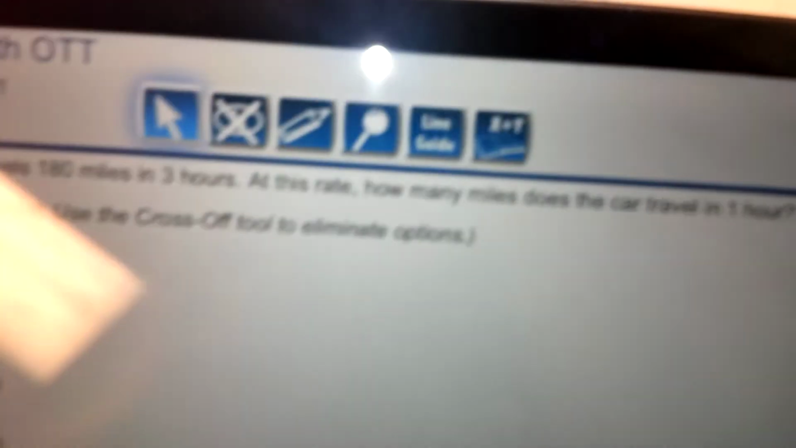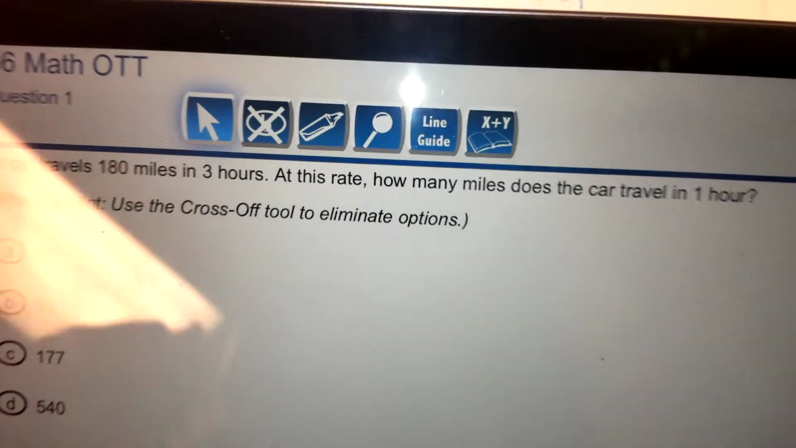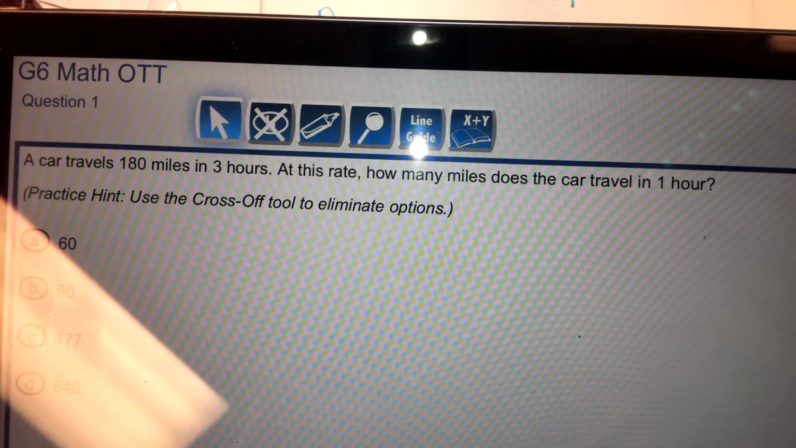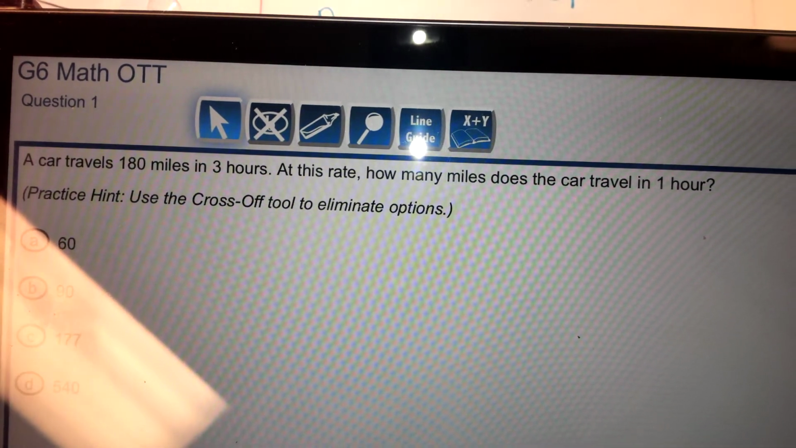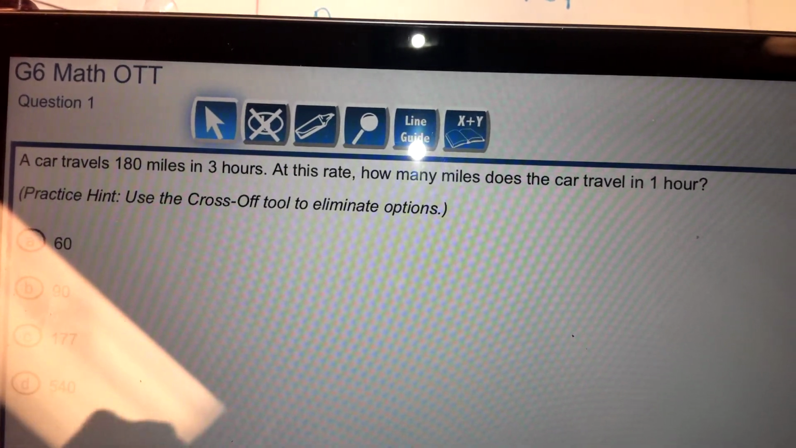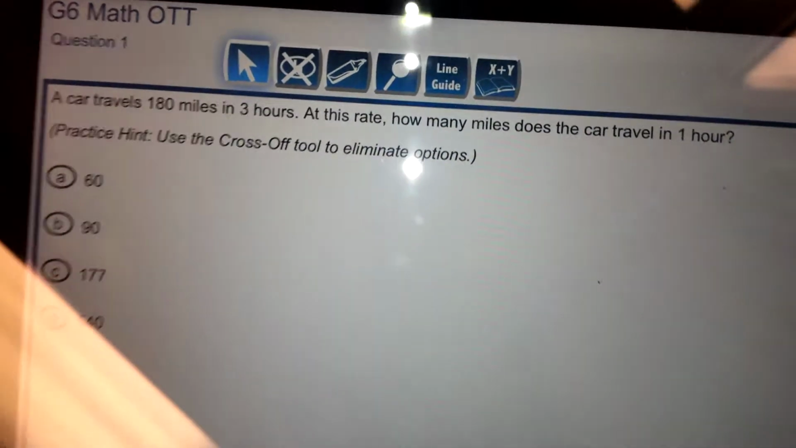So if you know how many they travel in 3 hours, let's think about, is it going to be more or less in 1 hour? It's going to be less, because if they can do 180 in 3 hours, they obviously aren't going to do as much in 1 hour. So go ahead and you can cross off which answer? 540. So that one's already gone.